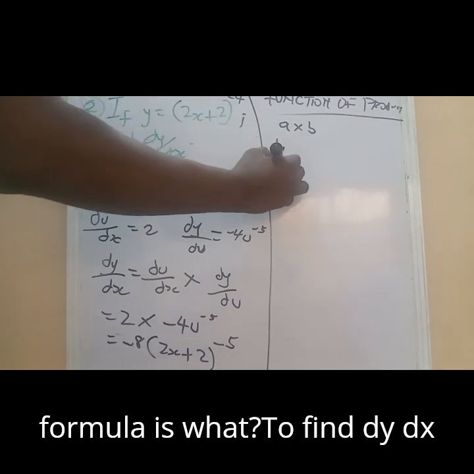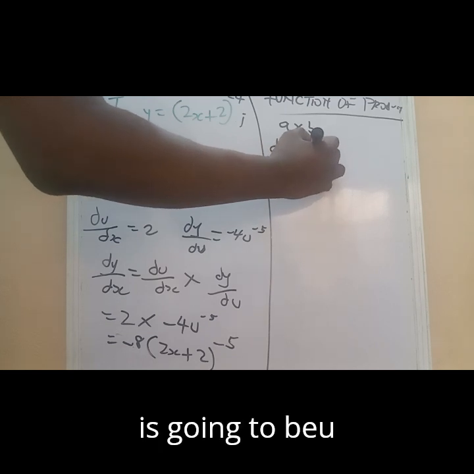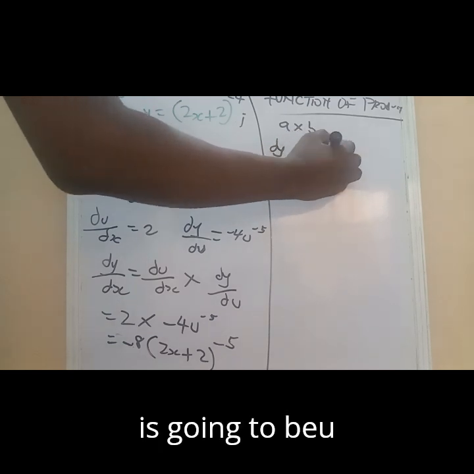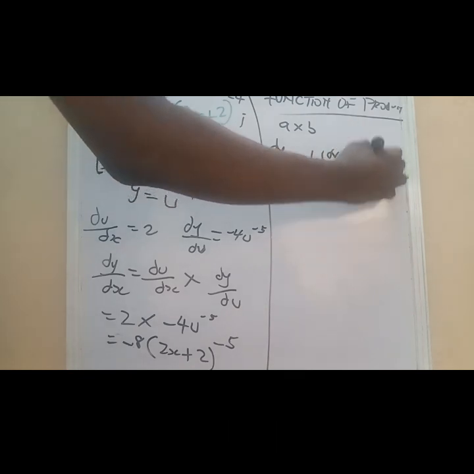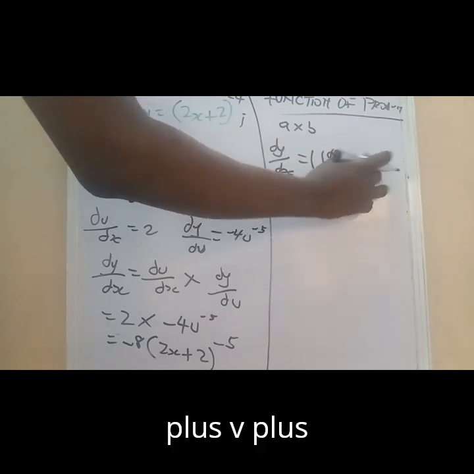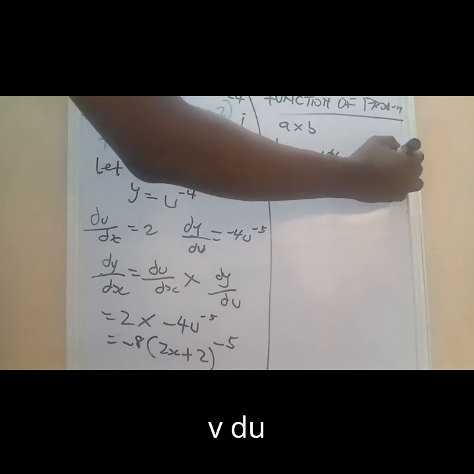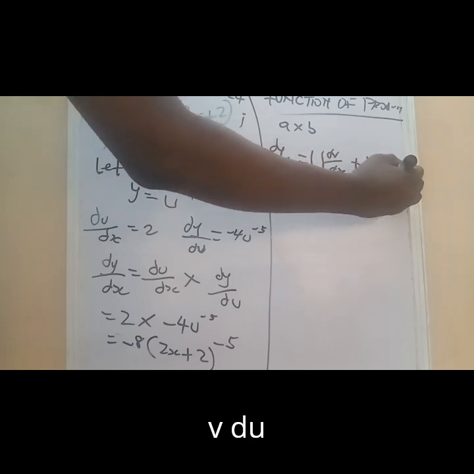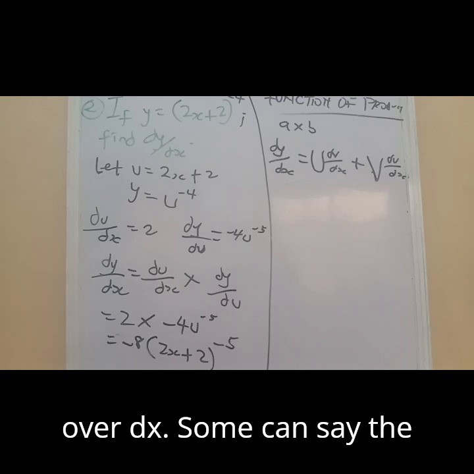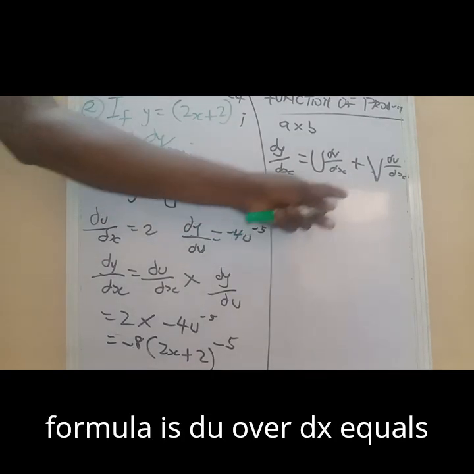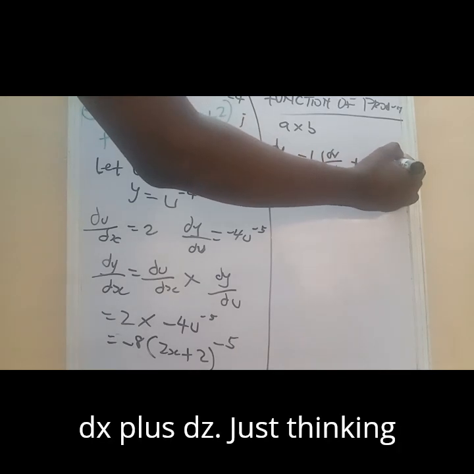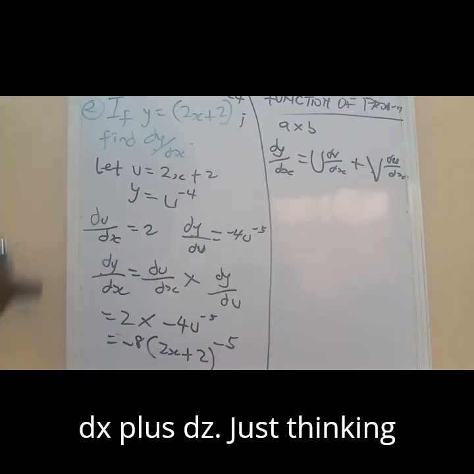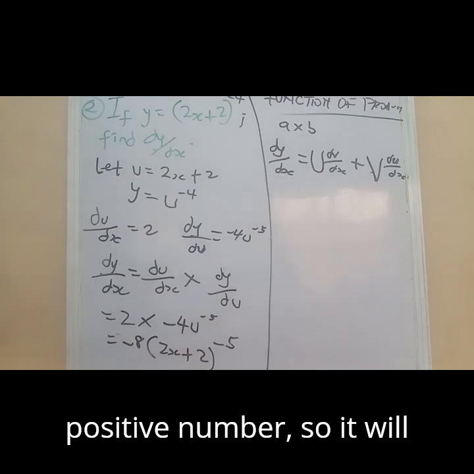To find dy/dx is going to be u dv/dx plus v du/dx. Some can say the formula is dy/dx equals u dv/dx plus v du/dx. Just take note that because it is a positive sign, it will not really have any effect.